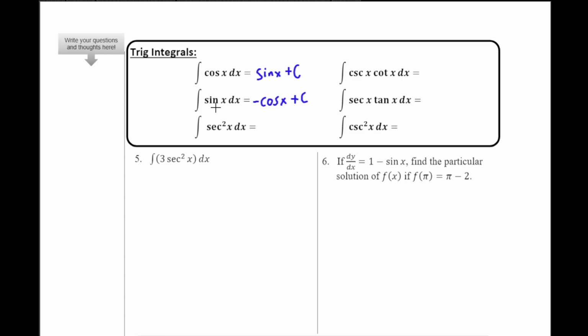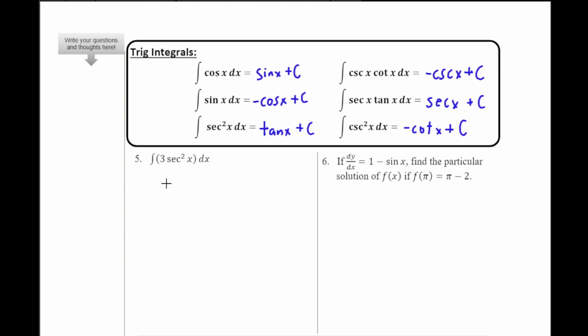Integral of secant squared x is tan x plus c, because the derivative of tan x is secant squared x. And continuing right here, you have cosecant x plus c. Integral of secant x tan x is secant x plus c. Integral of cosecant squared x dx is negative cotangent x plus c.